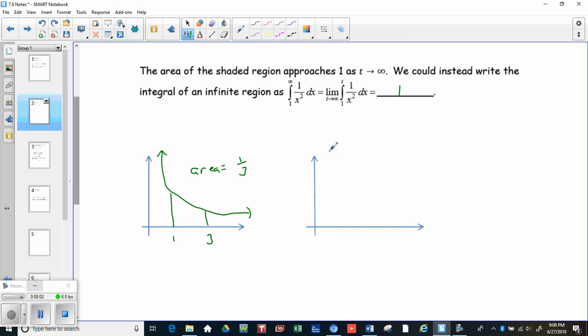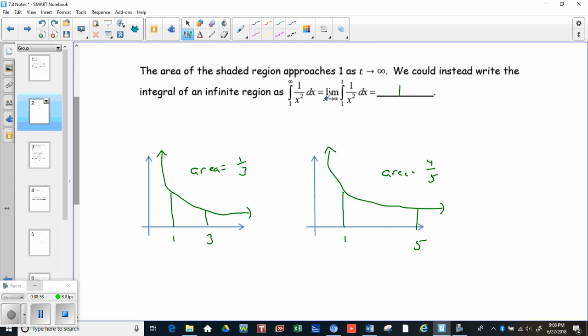And then if I did it again, I know these drawings don't look very good, I apologize, and I went out to 5, well, now I can find this area, and the area of that would be 4/5. And as you can see, the further and further this goes out, the closer and closer this value is going to become to 1.